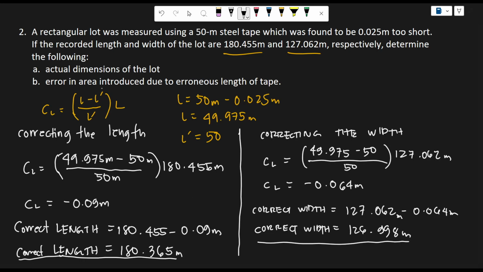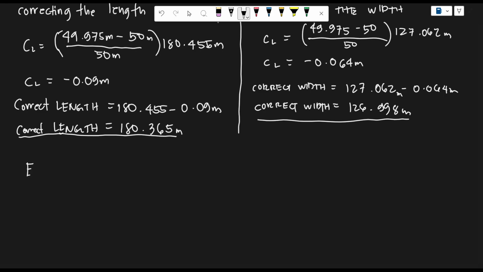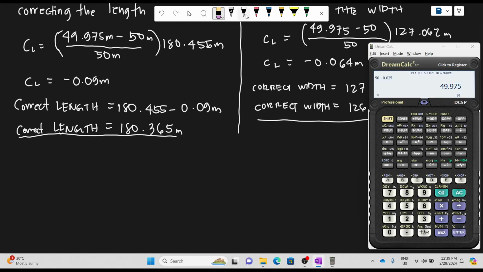Now let's move on to, so we've done this. This is letter A. Now let's move on to letter B. Let's find the error in area introduced due to the erroneous length of tape. Okay, so let's find first the erroneous area. The area before, let's just call it the area before correction. Just write it here.